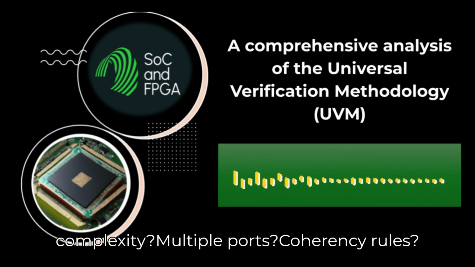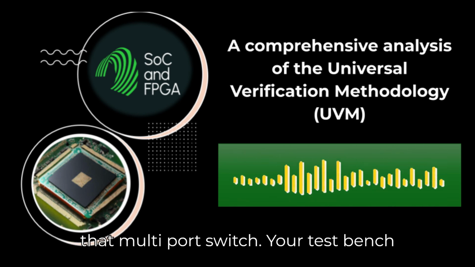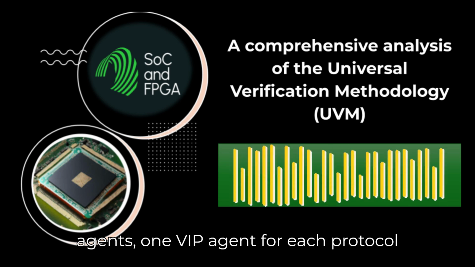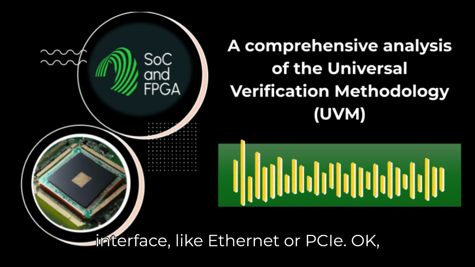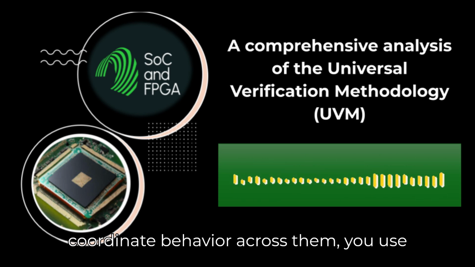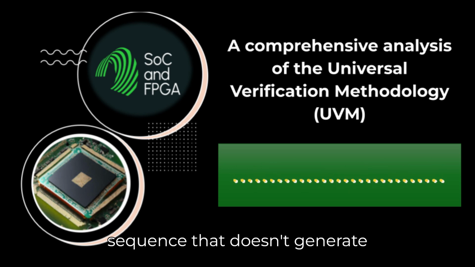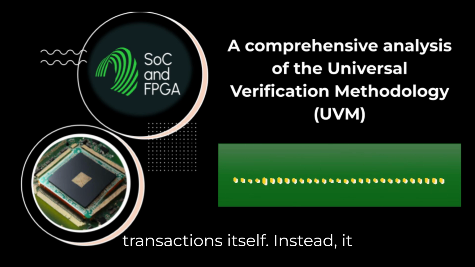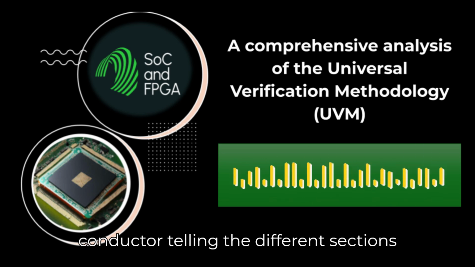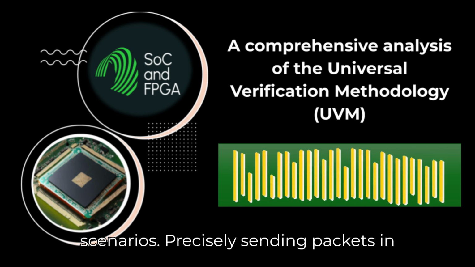Multiple ports? Coherency rules? The UVM architecture maps beautifully. For that multi-port switch, your test bench would likely instantiate multiple UVM agents, one VIP agent for each protocol interface, like Ethernet or PCIe. Okay, an agent per port. Pretty much. And to coordinate behavior across them, you use what's called a virtual sequence. Virtual sequence. Yeah, it's a higher-level sequence that doesn't generate transactions itself. Instead, it orchestrates subsequences running on the individual physical agents. It's like a conductor telling the different sections of the orchestra when to play. So you can create complex, system-wide traffic scenarios.